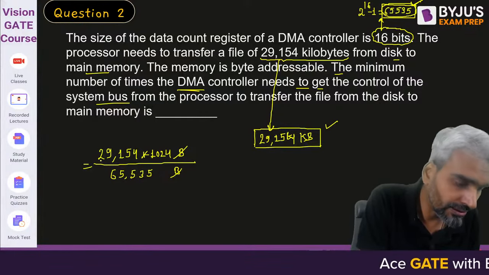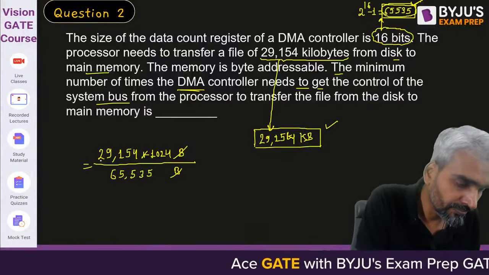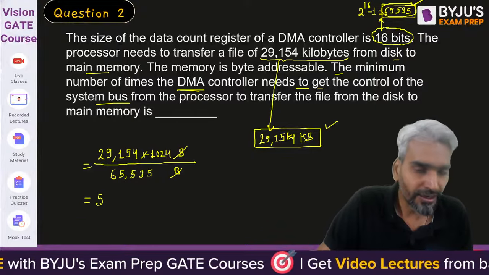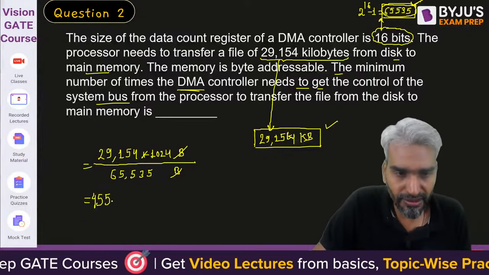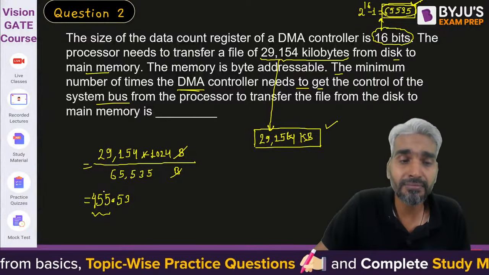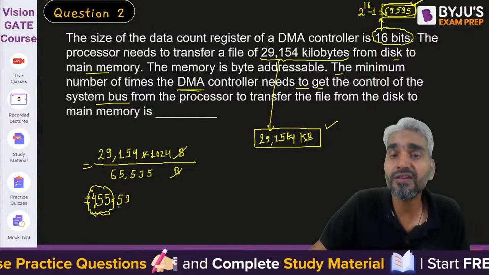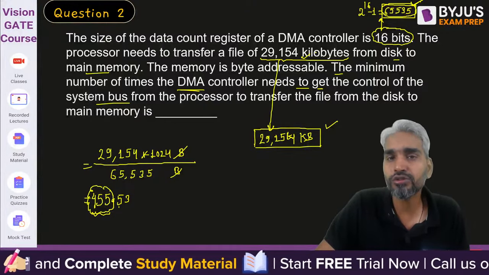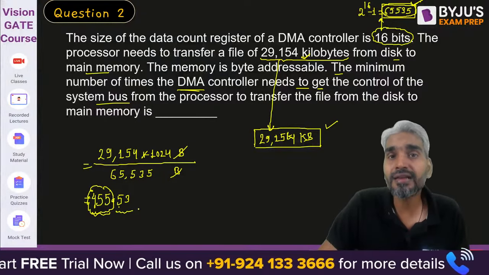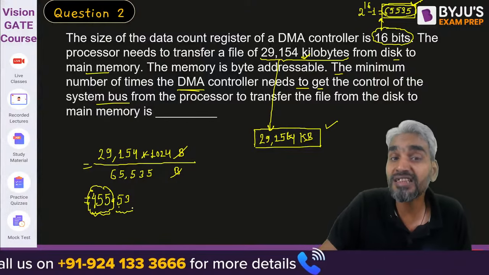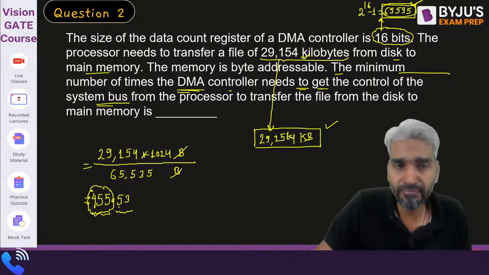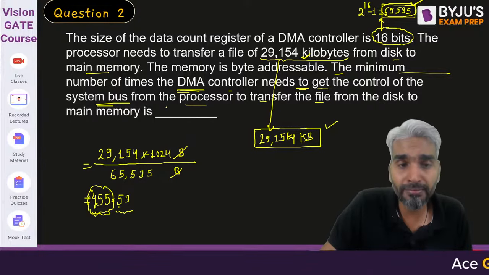So 29,154 into 1024 divided by 65,535 comes out as 455.53. Please try to understand, even if the DMA controller gets control of the system bus 455 times, some portion of the file will be left on the disk. To transfer that remaining portion of the file from disk to memory, you will have to provide control of the system bus to the DMA controller for the 456th time. So the minimum number of times the DMA controller needs to get control of the system bus from the processor to transfer the file from disk to main memory will be 456.